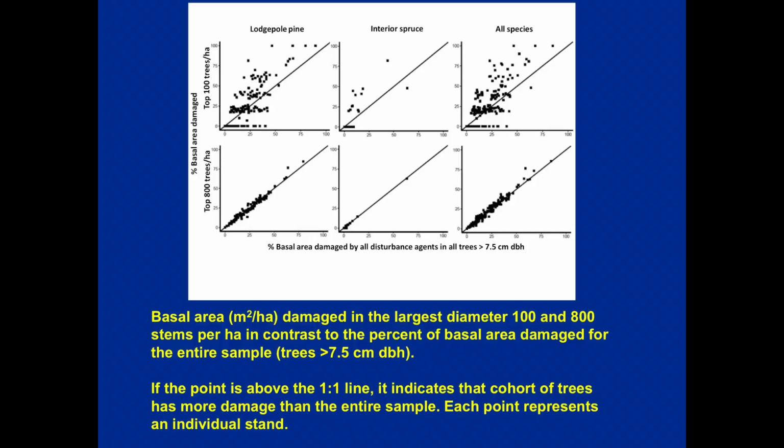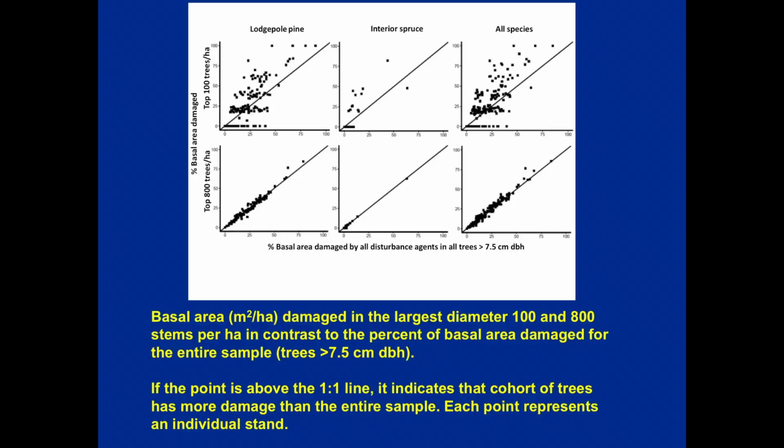So this is the 800, and you can see that 25% of the 800 stems per hectare are damaged, and there's also about 25% of all the trees greater than 7.5 centimeters DBH damaged. So the amount of damage in the 800 stems per hectare is the same as the amount of damage in the entire population of trees above 7.5 centimeters DBH. Does that make sense? Got that?